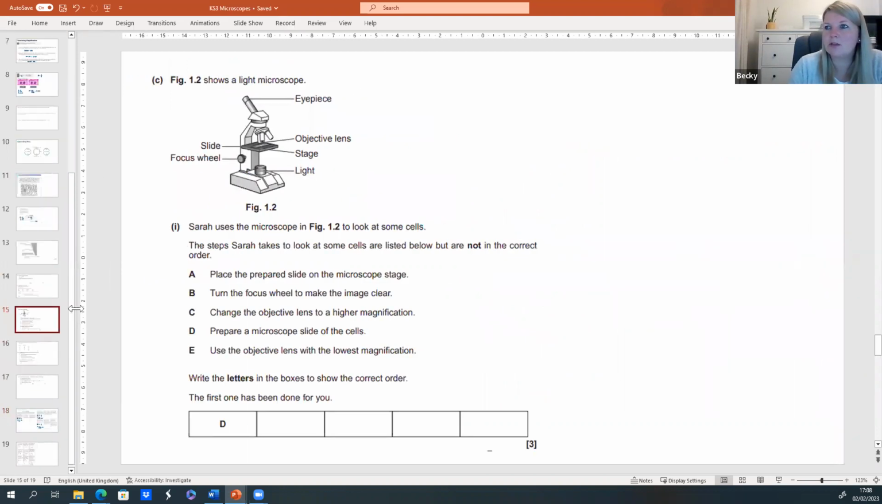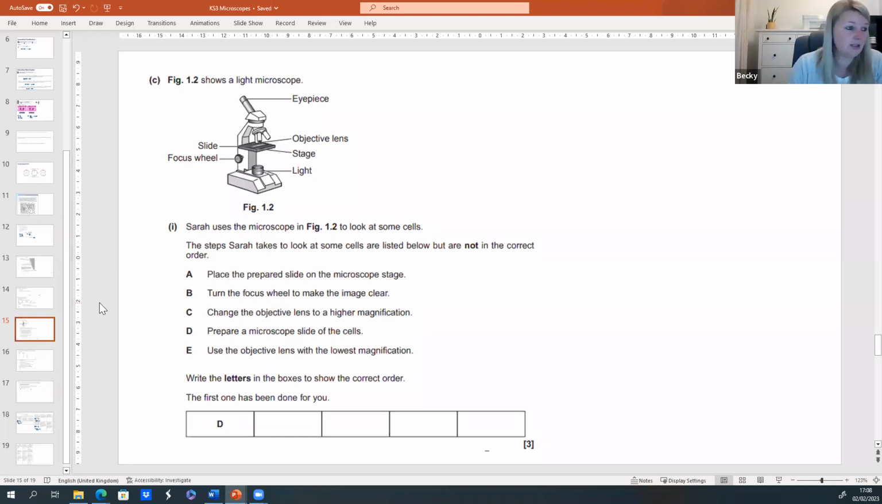Okay, so we may see questions like this. And again, this is a GCSE question. It's giving you the steps of basically using the microscope to look at the specimen that you've already made. So you just need to put those steps in the correct order. First one's been done for you, so we start with D. We prepare the microscope slide of the cells. And then what's the order of the other 4 steps?